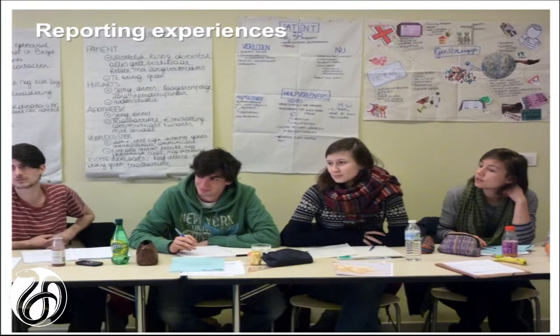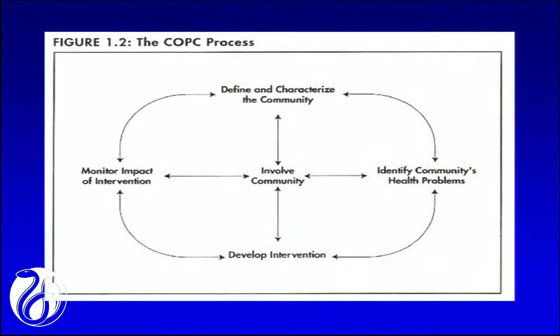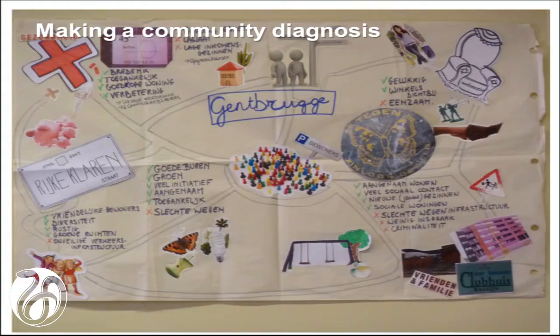They then combine that information with epidemiological data, with all kinds of figures on morbidity, but also with the criminality statistics of that neighborhood in order to understand the context. And they try then to find all the information that is needed to identify the community's health problems in order then to prepare afterwards an intervention, as it is described in the COPC process.